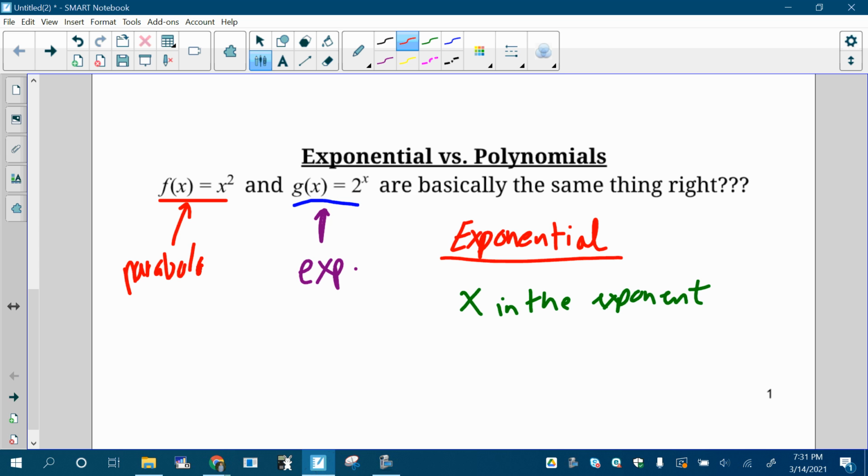Okay, we've talked about this. We're done talking about this. We're talking about 2 to the x. It's used for different types of problems, different real-world situations, totally different thing. Okay, not the same as this.